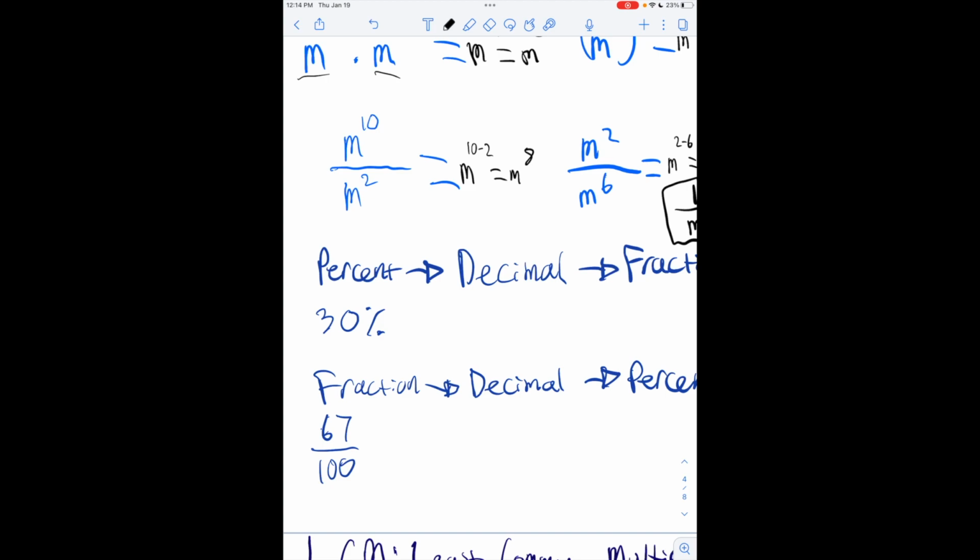Turning a percent into a decimal, what we have to do is take our percent and divide it by 100, which essentially takes 30 and moves our decimal place 2 spots to the left. So my answer is 0.30. This 0 actually drops off and we can just say it is 0.3.